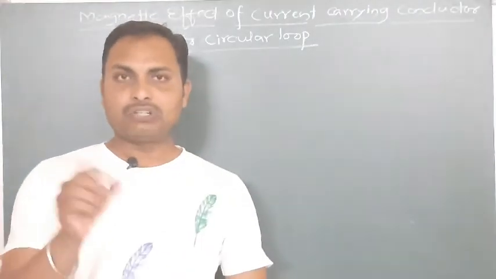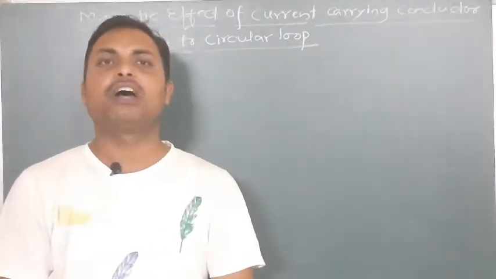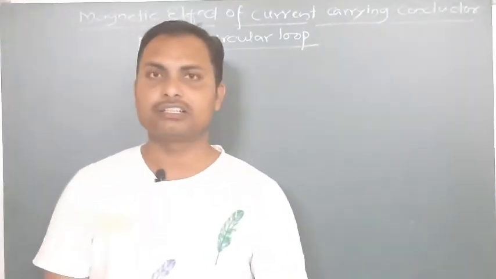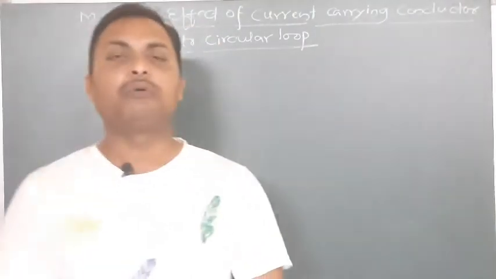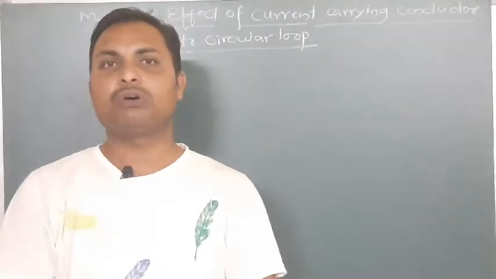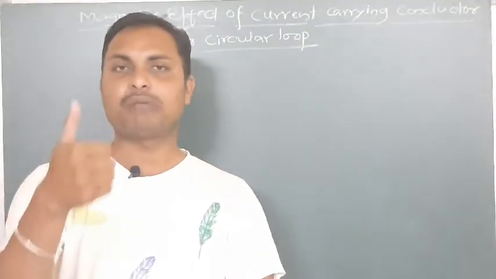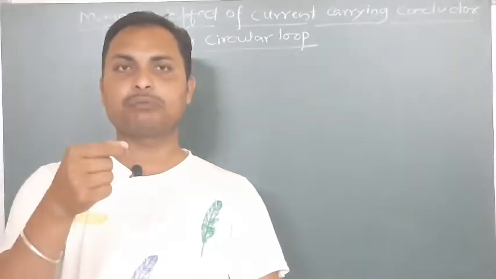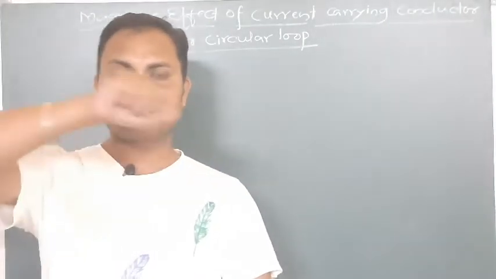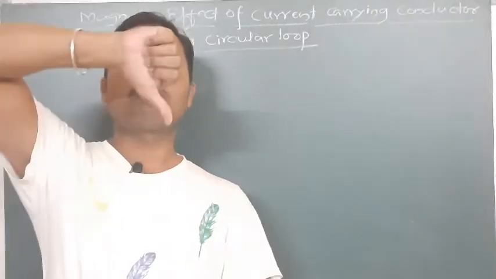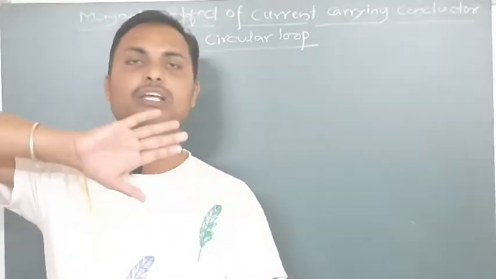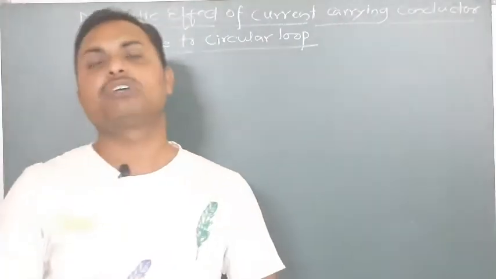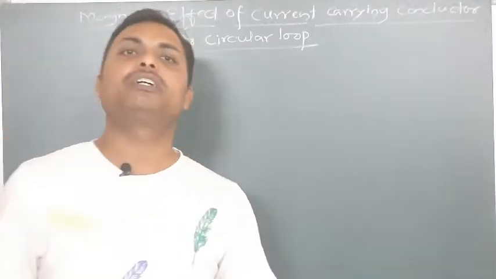So you know, in the last class we discussed the current carrying straight conductor, using Maxwell's right hand thumb rule. If the current is flowing from top to bottom, the magnetic field is in one direction. And if the current is passing from bottom to top, again the magnetic field is in the opposite direction.